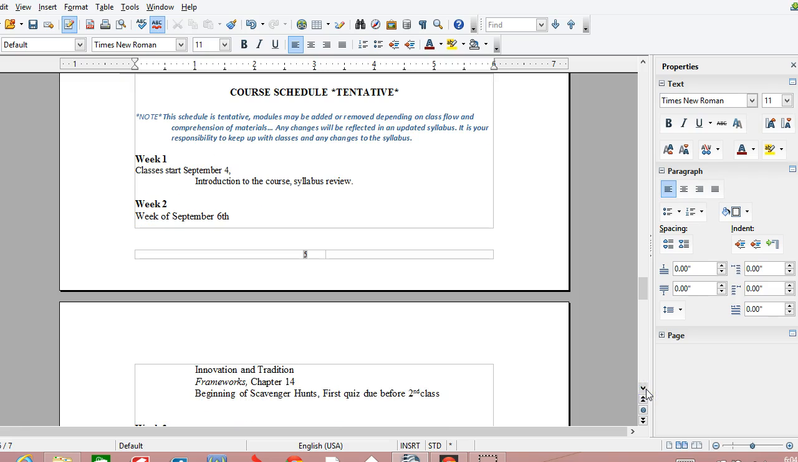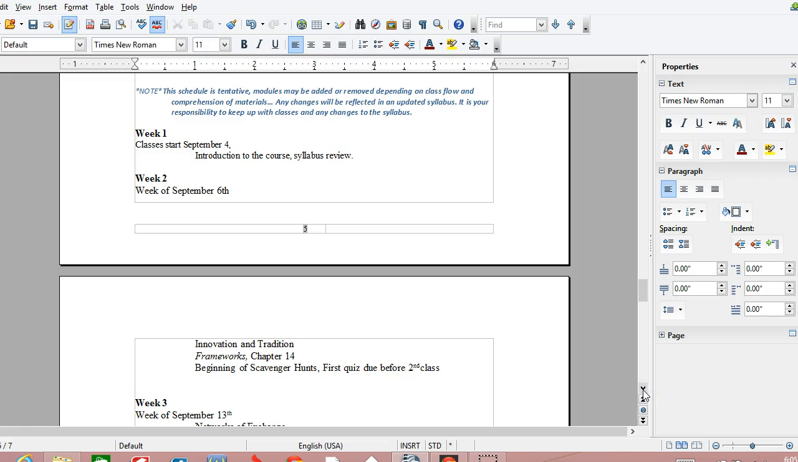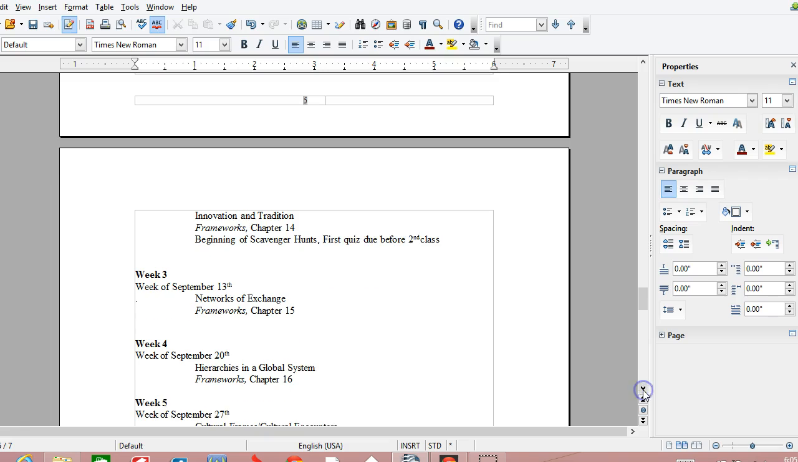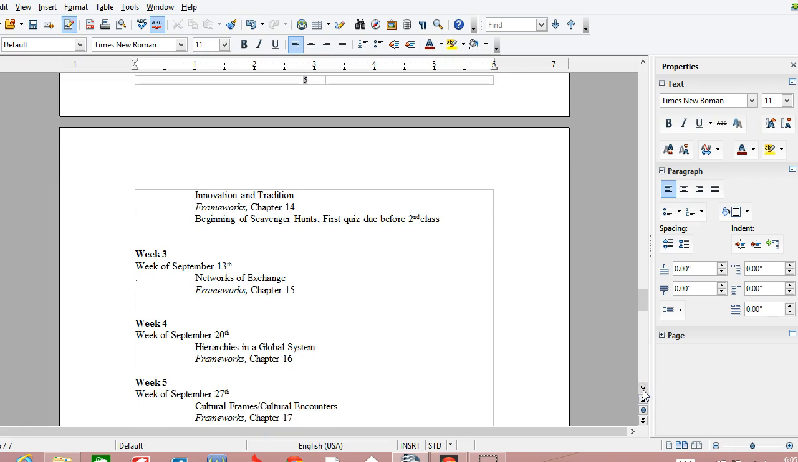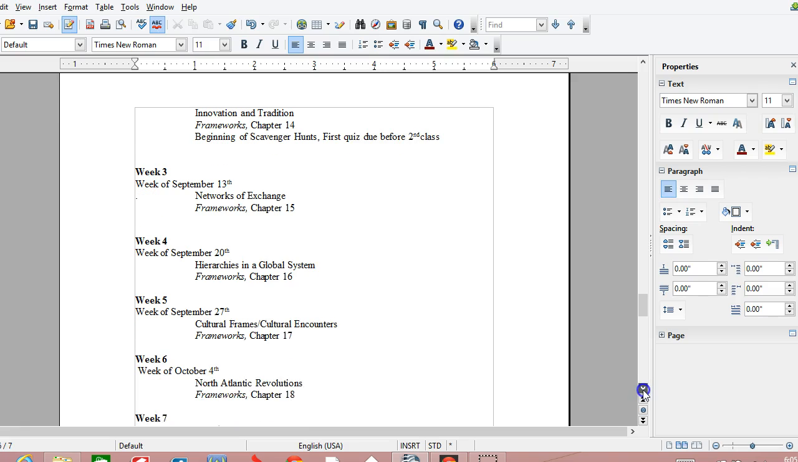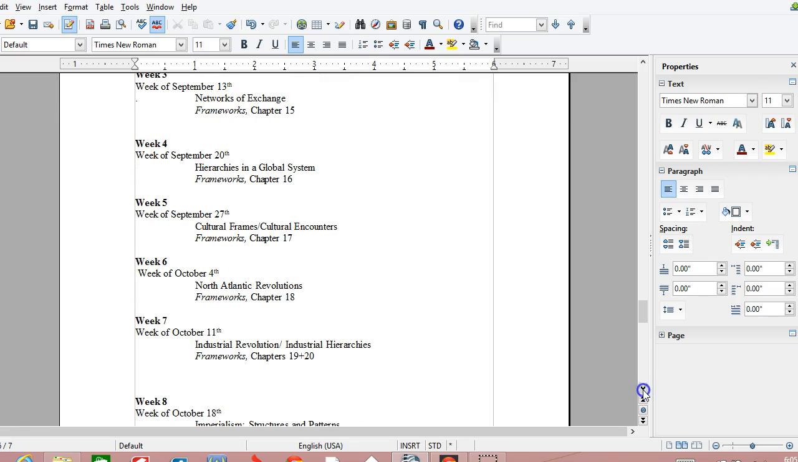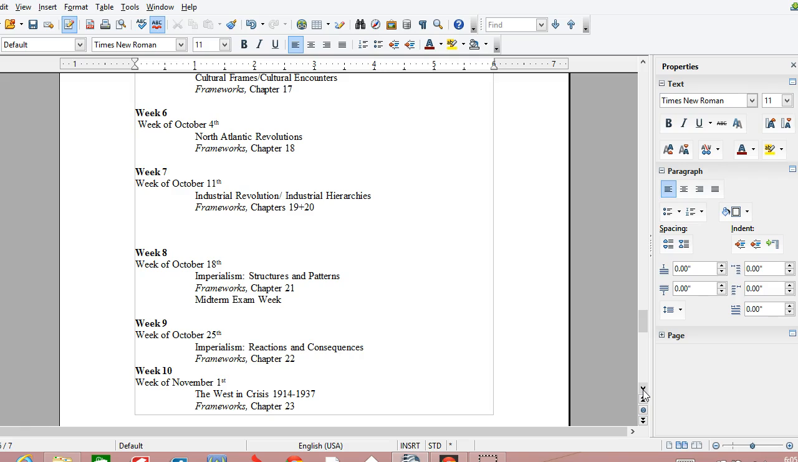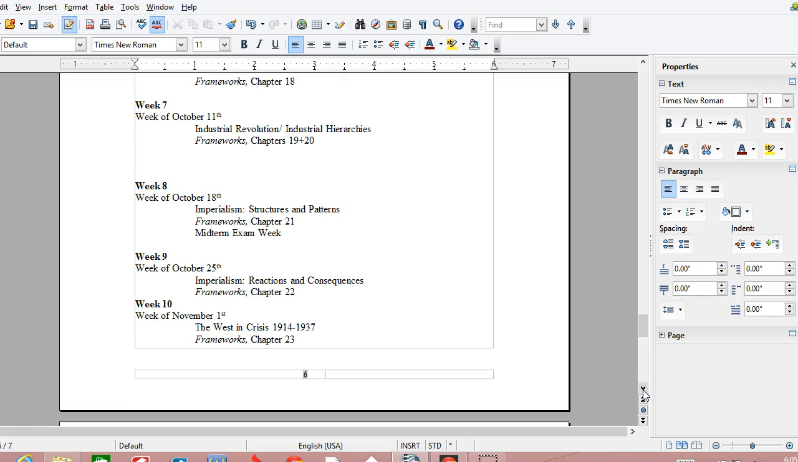We'll go through the course syllabus this week. The first week isn't really a week. It's just the introduction to the course and syllabus review, and I might post a small lecture. Next week, we'll begin with Chapter 14 in your frameworks books, Innovation and Tradition. We'll proceed through the book: Chapter 15 the next week, then Chapter 16, Chapter 17, Chapter 18. Week 7, October 11th, is our first two-week, two-chapter session, so make sure you're aware of that. And the following week, the 18th, is our midterm exam.